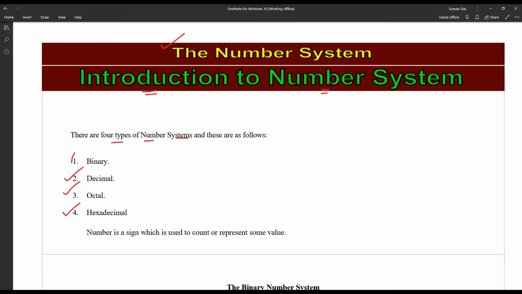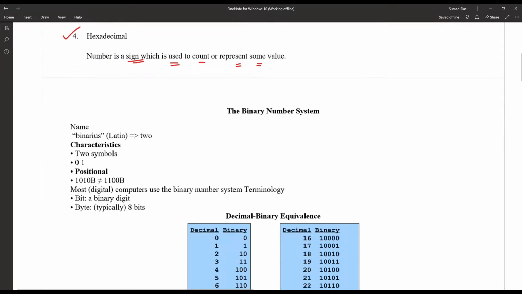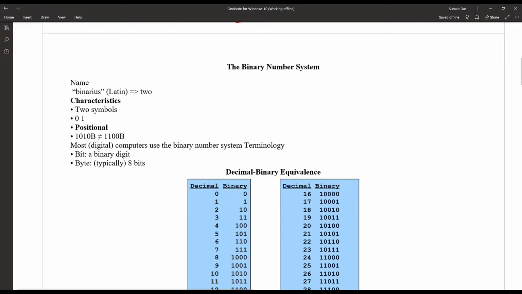Now, what is a number? The number is a sign which is used to count or represent some value. Now, we will discuss the number systems of binary, decimal, octal and hexadecimal. So, we start with the binary number system.